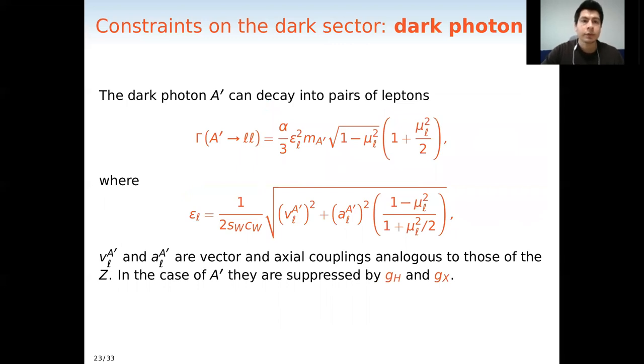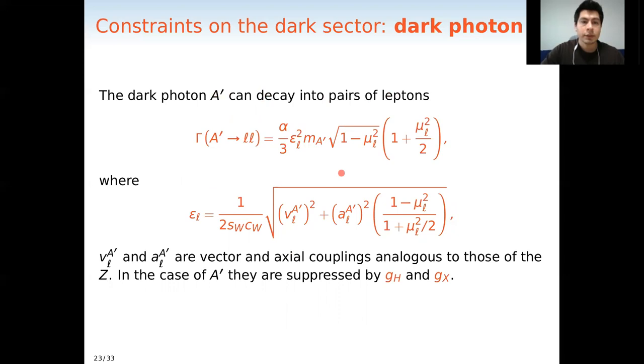To expand on the part of the dark photon, we have the dark photon that we labeled as A prime. This can decay into pairs of leptons, which is the way that we can detect this dark photon. Well, this is the usual expression for the decay of the dark photon into a pair of leptons. In our case, this epsilon is translated into this expression.